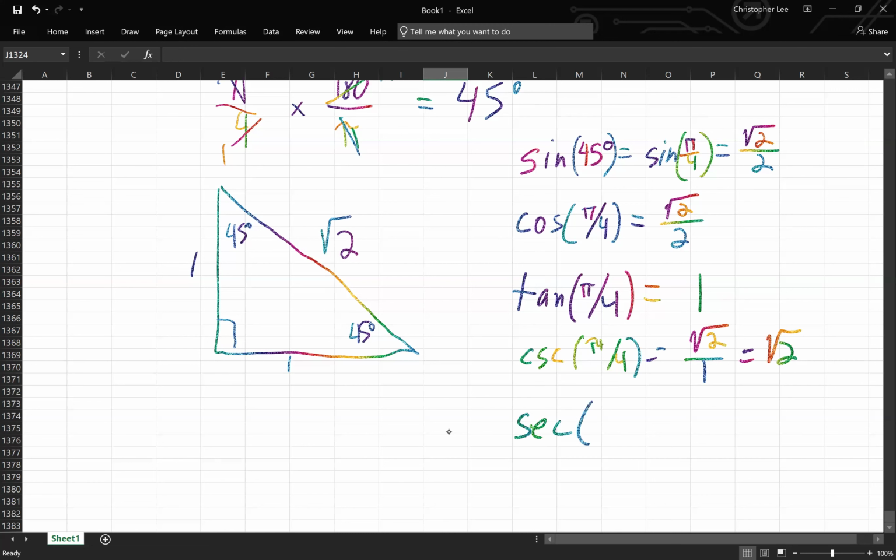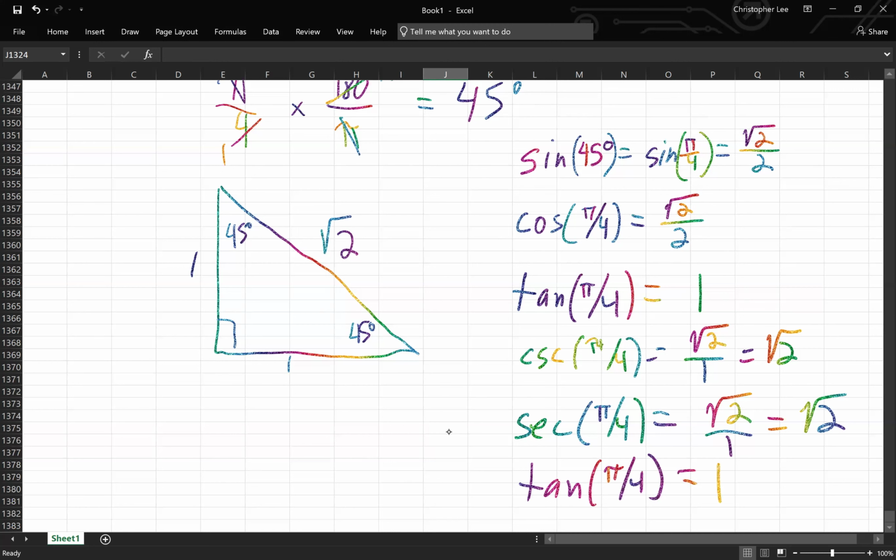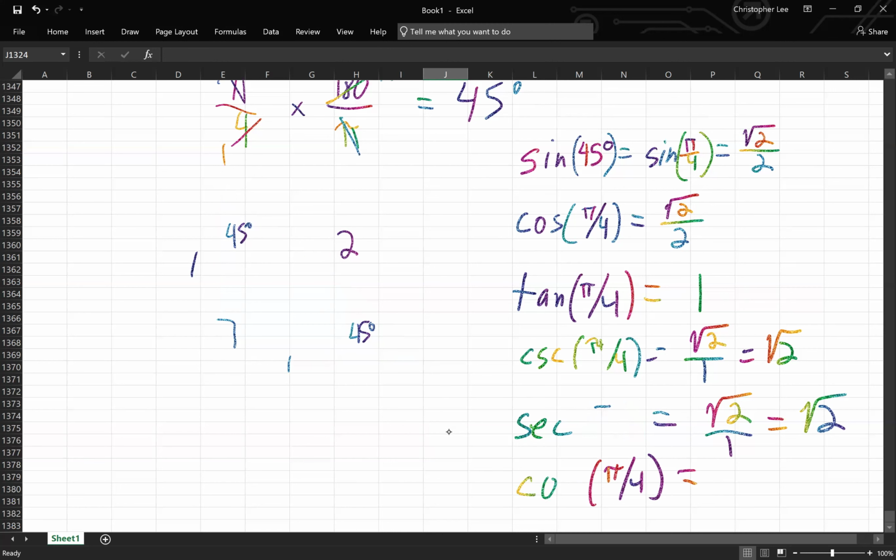Secant of pi over 4. Right? Secant we know is 1 over cosine. So this should also be radical 2 over 1. Call that radical 2. And then tan of pi over 4 should also be equal to 1. I'm sorry, I didn't mean to say tan. I meant to say cotan. Sorry about that. Cotan of pi over 4 should also be equal to 1. And that's that. Any questions on this?